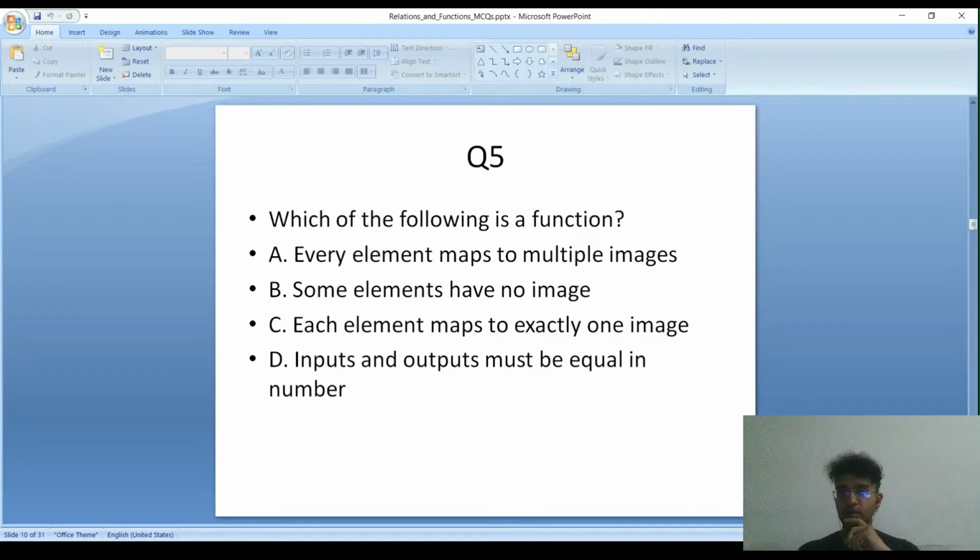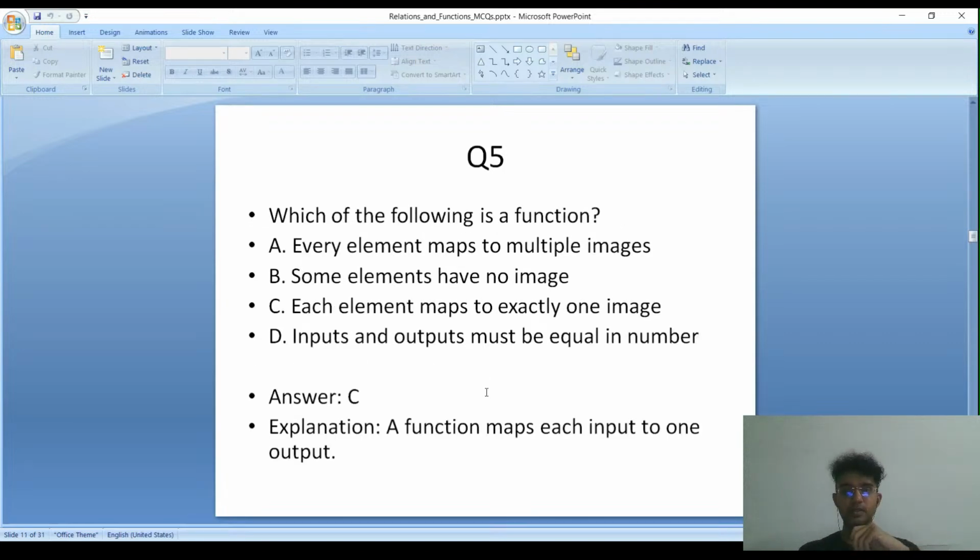All right. Most of you say C. That's indeed the right answer. A function maps each input to one output, right? So it's a special kind of relation where from your domain you have exactly one output in the codomain, right? You can't have a one-to-many mapping in a function. Okay, so that's a function.